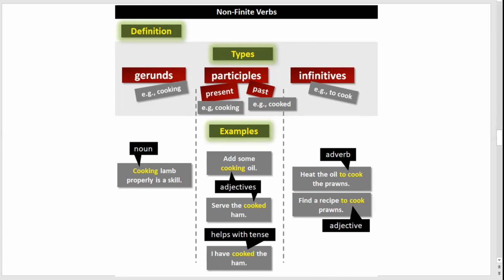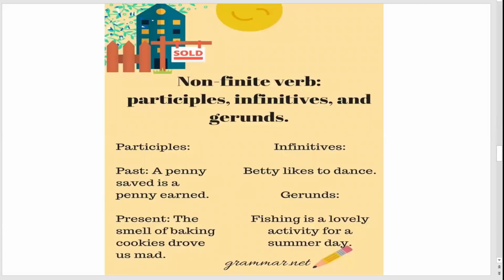So let's go to the next example now. You can see here the gerund. So let me take the first example of gerund. Fishing is a lovely activity for a summer day. Children, I'm going to give you one more tip on how to identify whether it is a continuous form of the verb, a gerund or a participle. Infinitive, no problem. Whenever it is to plus verb, it is called an infinitive. Now how to identify this one, I will be telling you now.